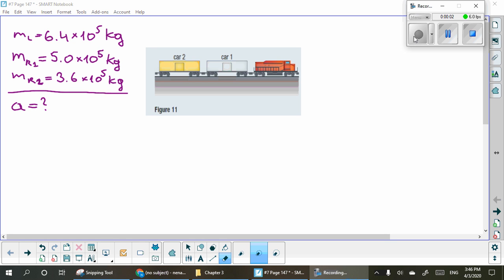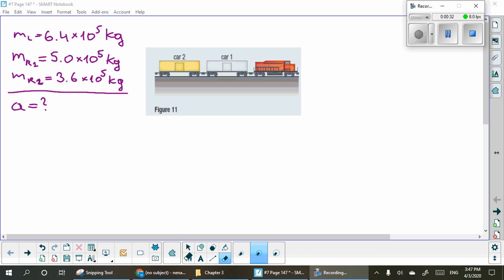Hello, here is the solution for question number 7 on page 147. We have a locomotive of a certain mass. It is pulling two railway cars. We also have masses for that, and they're connected through a locking mechanism. We are given the maximum force that the locking mechanisms can withstand, and based on that, we're supposed to see what the maximum acceleration of the train can be.